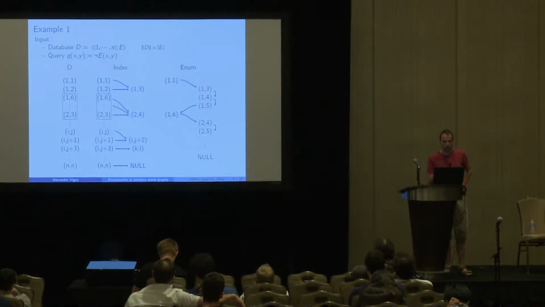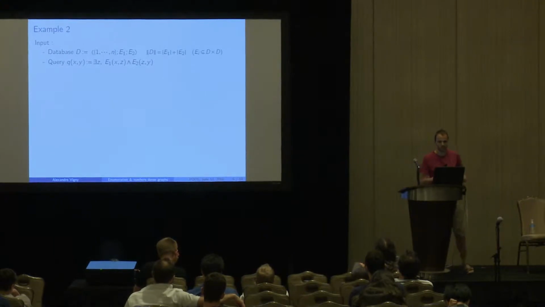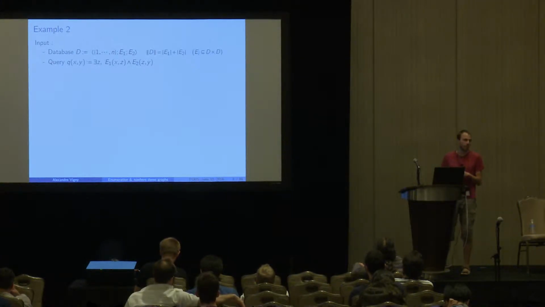Okay, so this query can be enumerated over any structure. But it is not always the case. Let's look at this query. It's looking for pairs of nodes x and y that have a common neighbor.